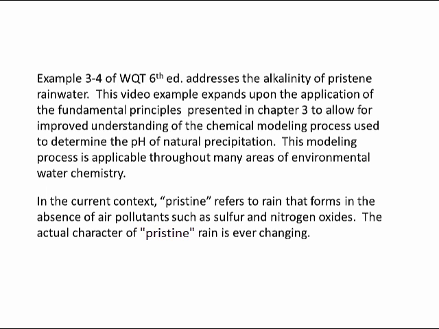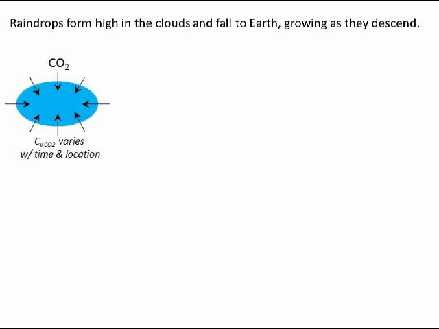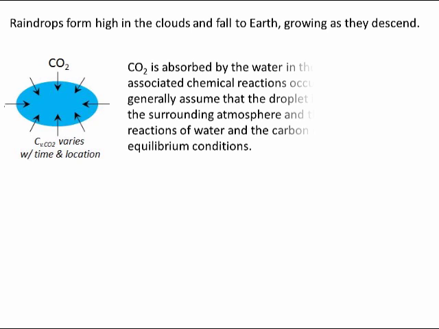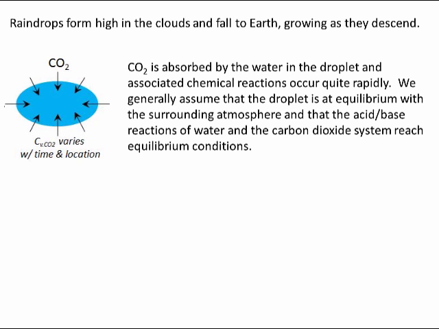In the current context, pristine refers to rain that forms in the absence of air pollutants such as sulfur and nitrogen oxides. The actual character of pristine rainwater is ever-changing. So raindrops do form high in the clouds and fall to earth. They grow as they descend. Carbon dioxide is absorbed by the water in the droplet, and the associated chemical reactions occur quite rapidly.